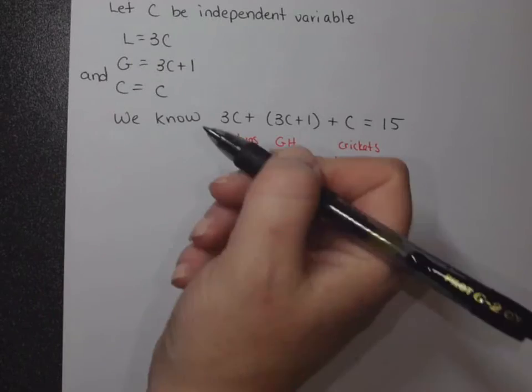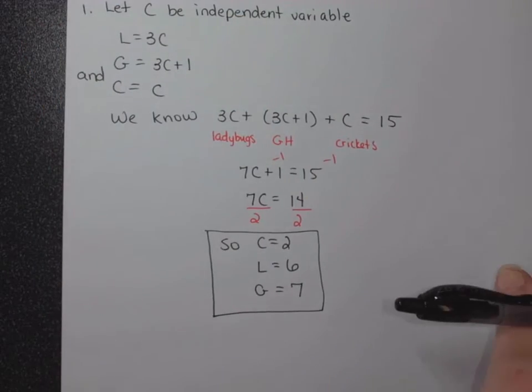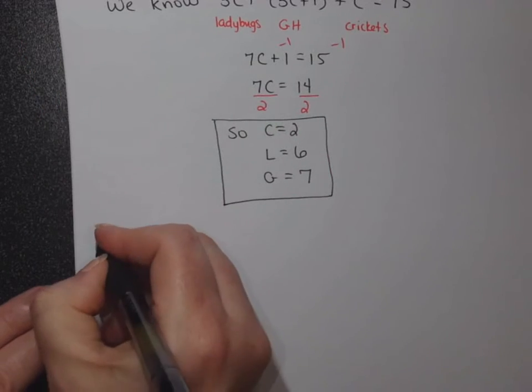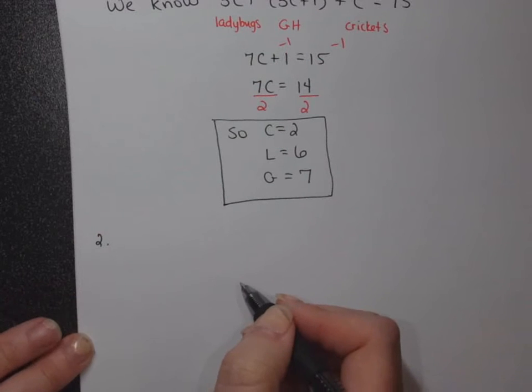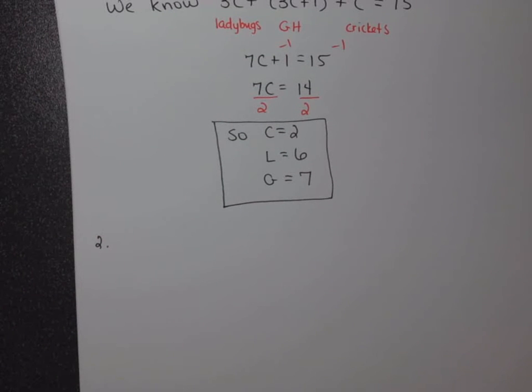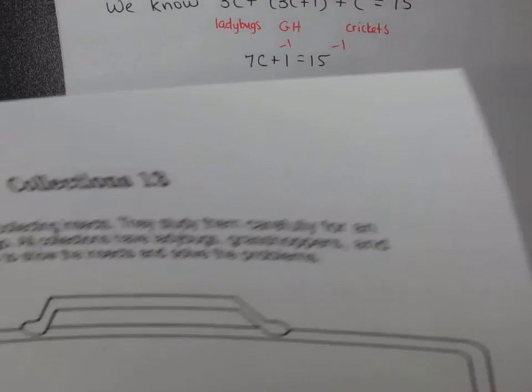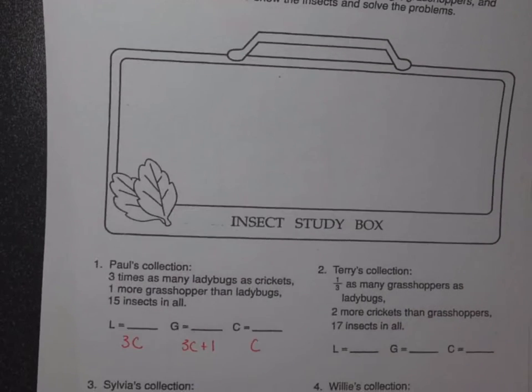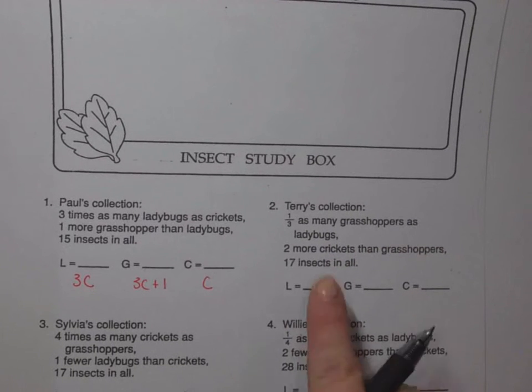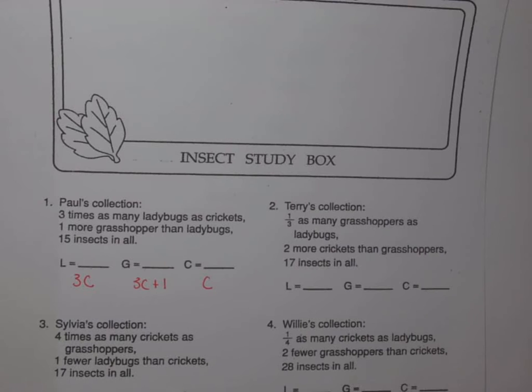Okay, so last one. That was number 1 on collections 13, so let's look at number 2. All right, so that looks like this. Notice this one has a fraction, but I still think we can modify it to make it a little bit nicer.